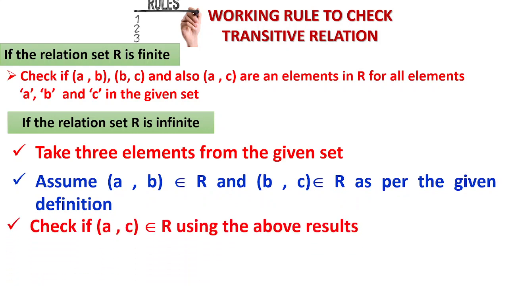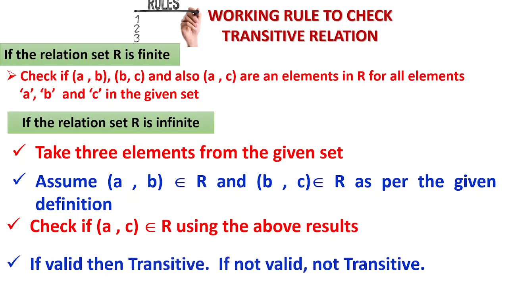Assume A comma B belongs to R and B comma C belongs to R as per the given definition, and you check whether A comma C belongs to R using the above result. And remember, you have to prove it. If it is valid, then it is transitive. If not valid, it is not transitive.